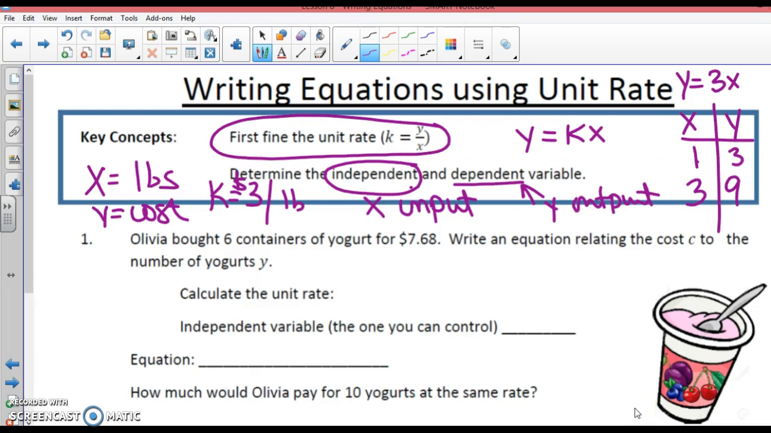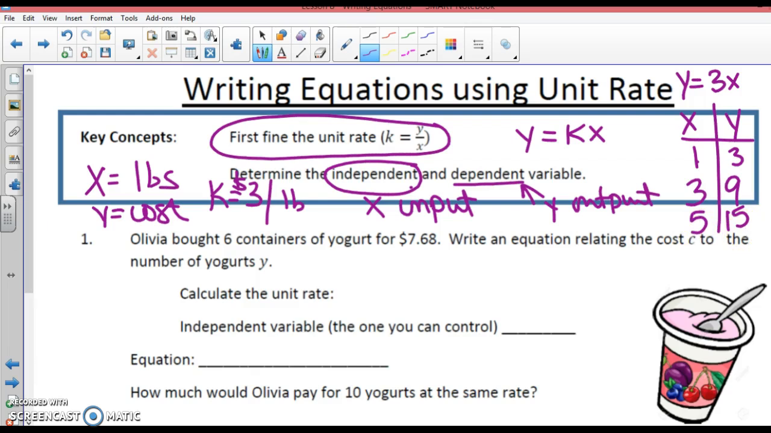And you need to find your cost after you know the number of pounds. So independent and then dependent depends on how much you buy. Let's say we buy 5 pounds. If I buy 5 pounds, my cost is going to be $15. Independent, which is my input, dependent, my output.